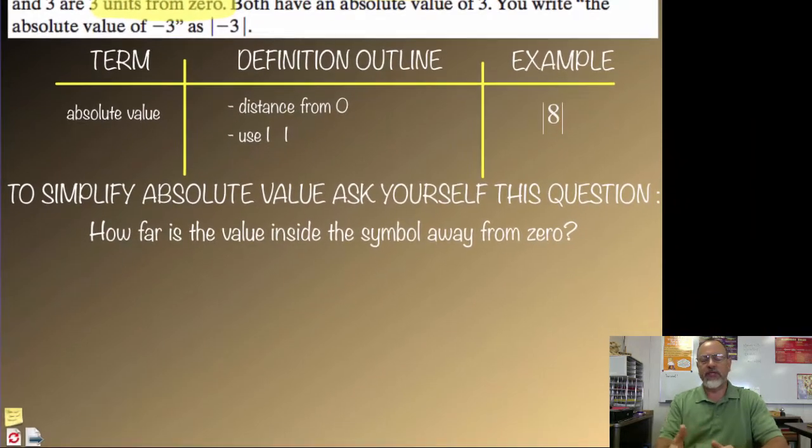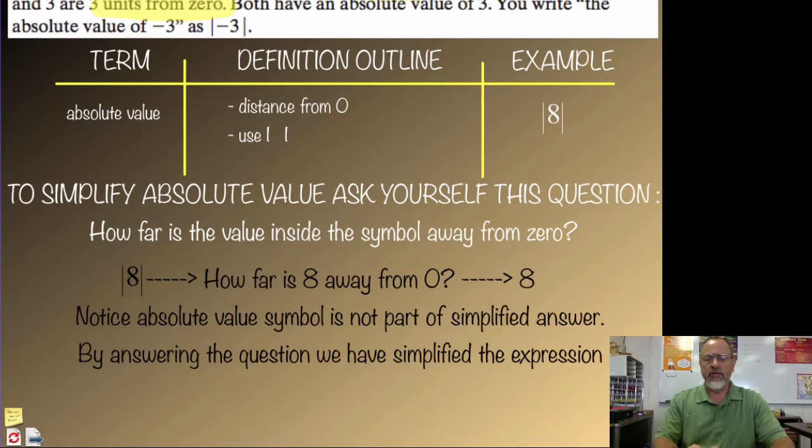Now, when we're asked to simplify an absolute value, you are going to ask yourself a question, and the answer to that question is the absolute value simplified. So the question you want to ask yourself is, how far is this number that's inside the absolute value away from 0? So if we're looking at the absolute value of 8 and I ask you to simplify it, you would ask yourself this question. How far is 8 away from 0? If I was standing at 0 and I wanted to get to 8, how far would I have to go? Well, I'd have to go 8 units.